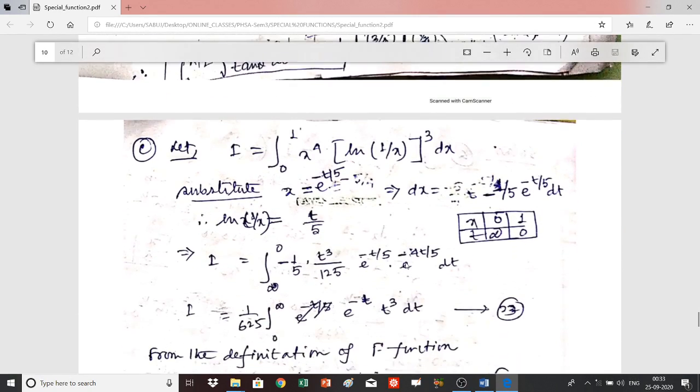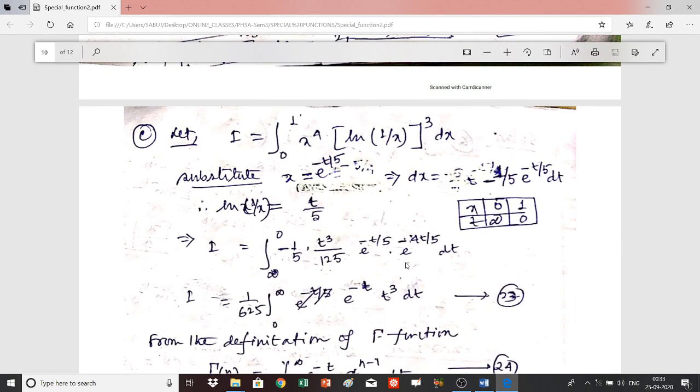Okay, now the third one is integral 0 to 1 x to the 4 (natural log 1 by x) whole cube dx. And in this, substitute x as e to the power minus t by 5. So dx will be, this is not here. That was on another page or appeared at the time of scanning, so these two things are not here. Okay, so if you differentiate it, that will give you dx is equal to minus 1 by 5, then e to the power minus t by 5, then dt.